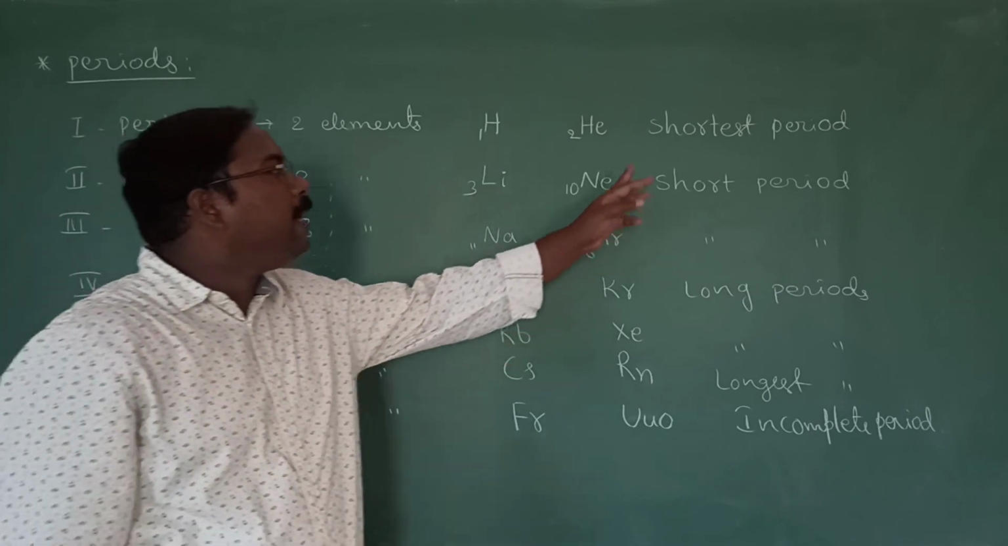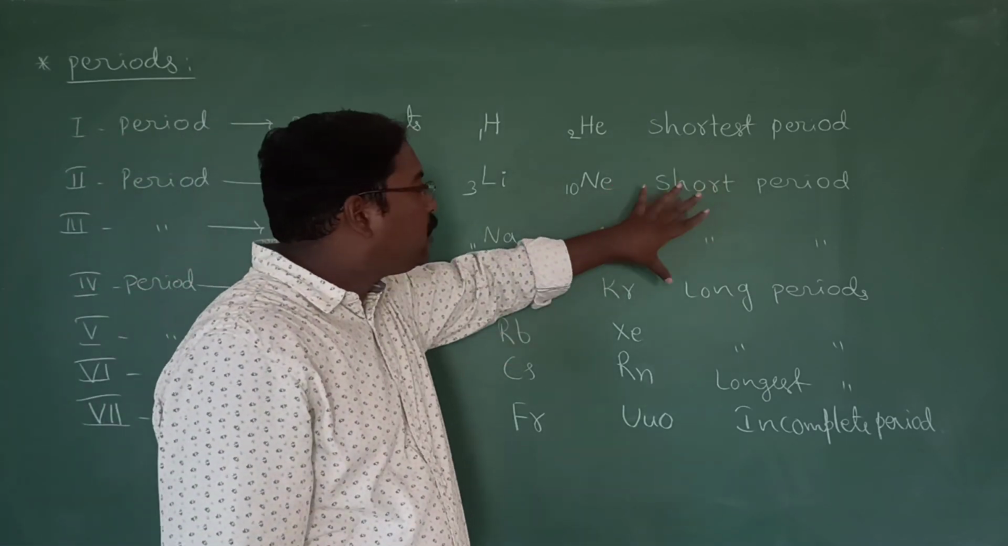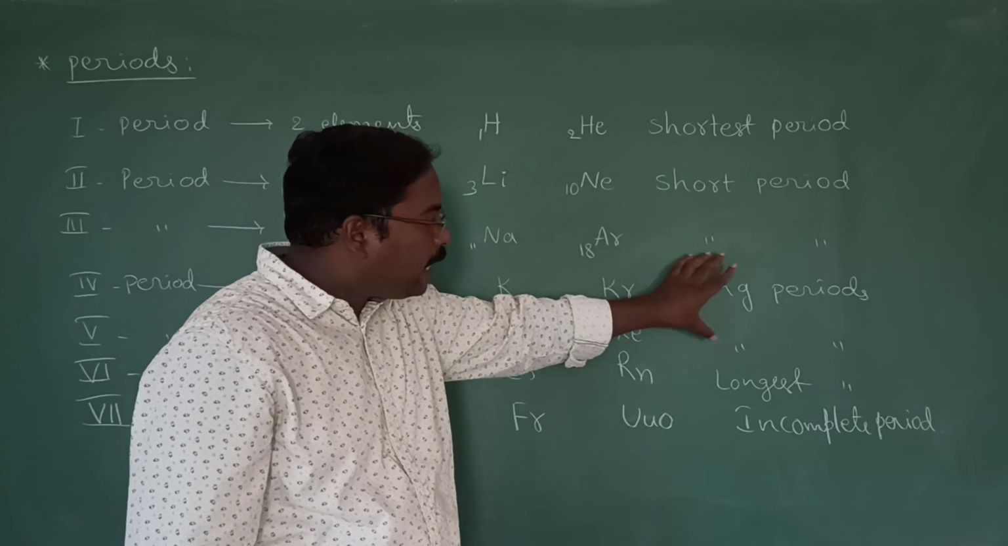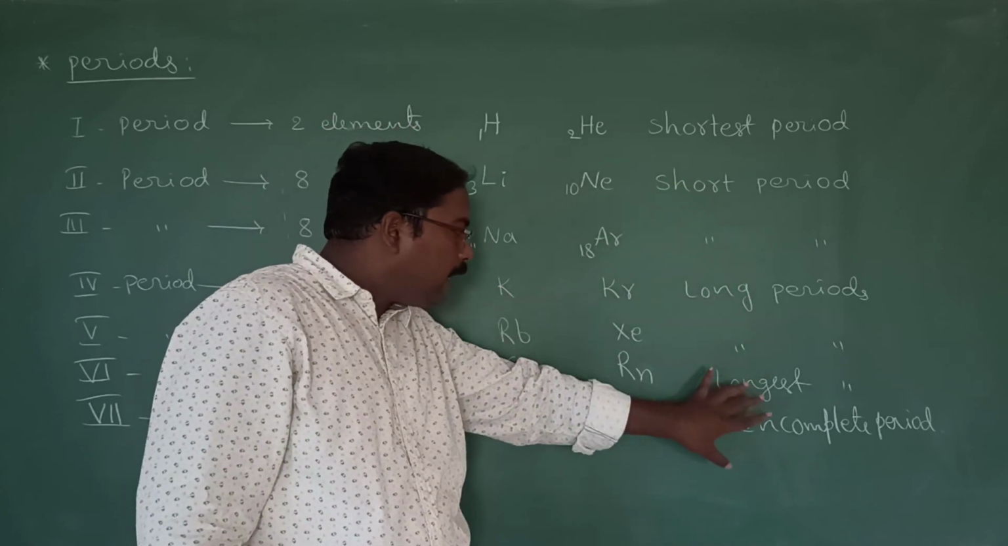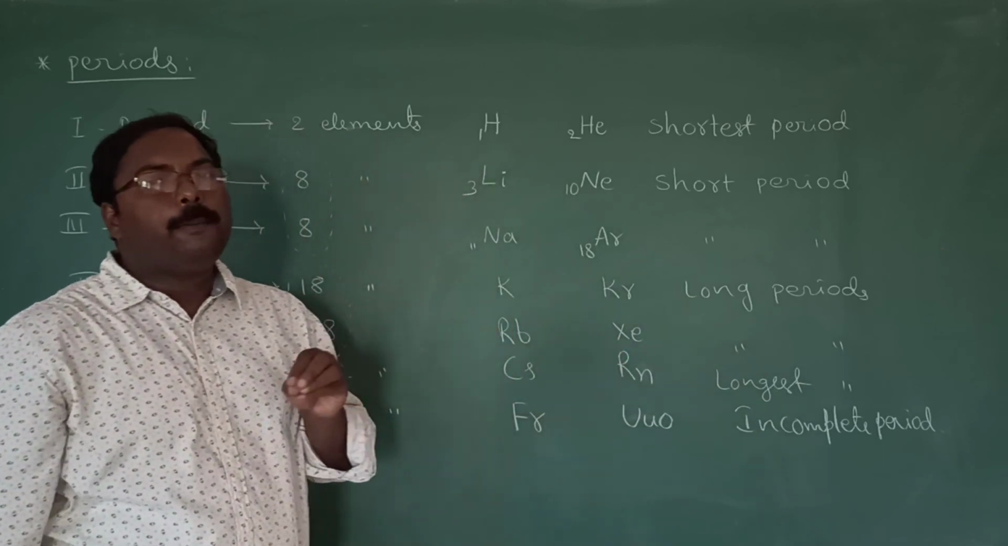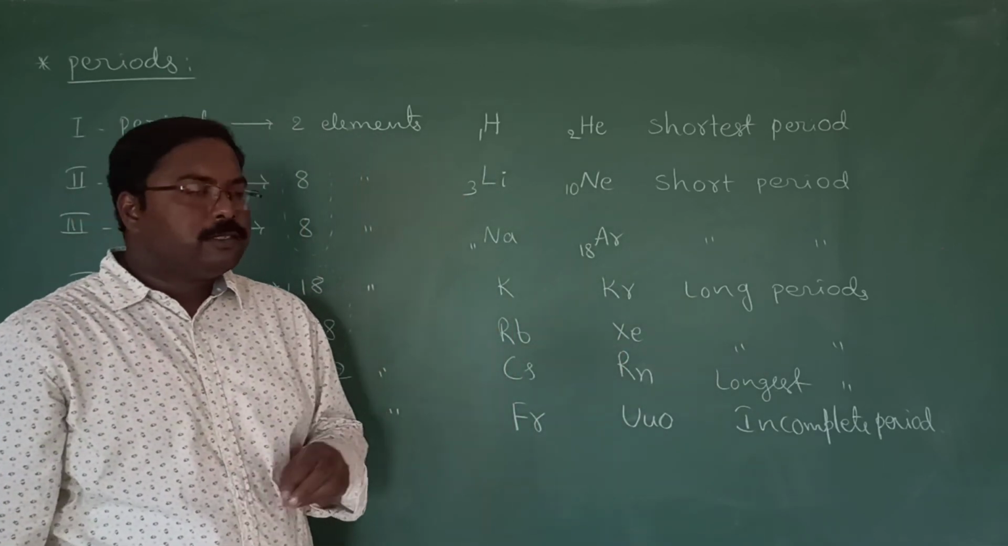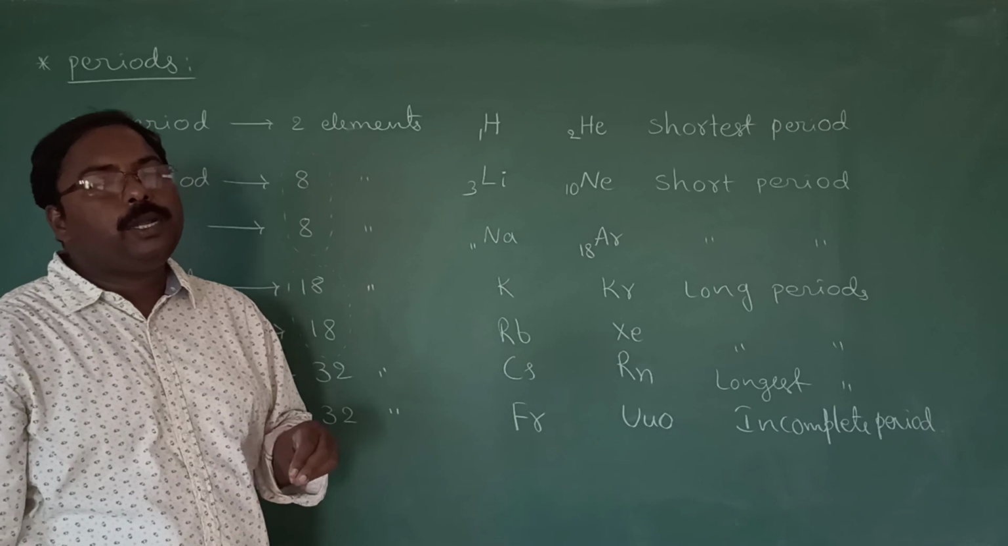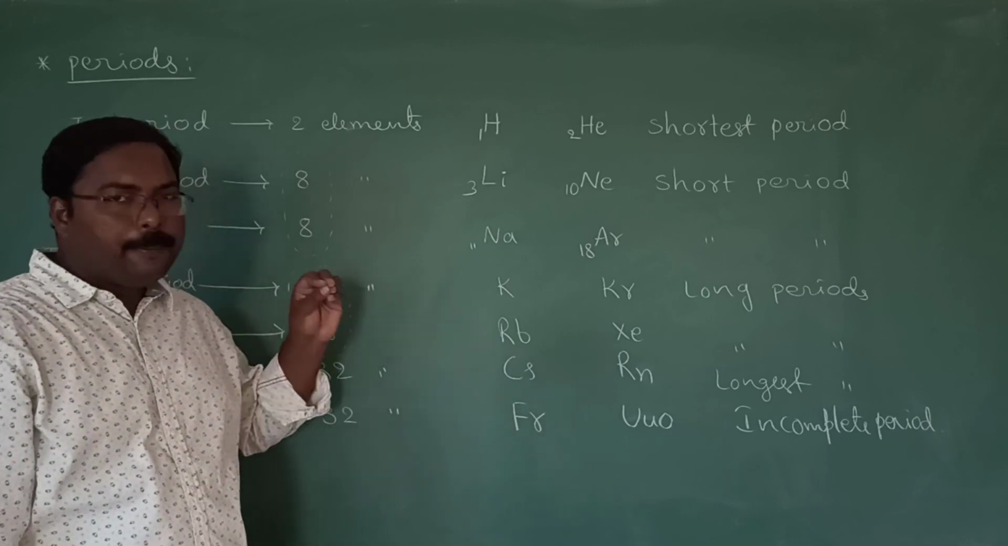The first period is the shortest period. The next two are short periods. The next two are long periods. The sixth one is the longest, and the last one is known as the incomplete period. This is the minimum information we need to remember about the periods.